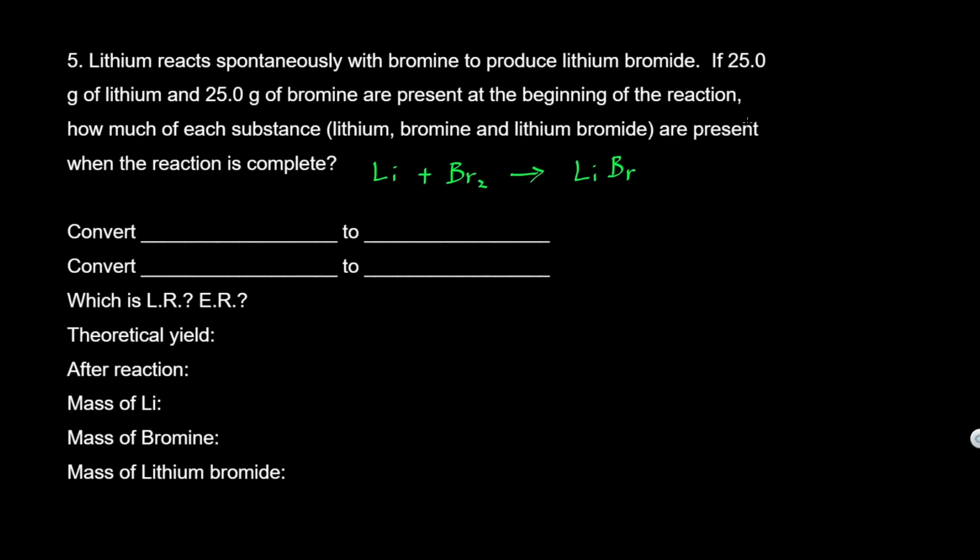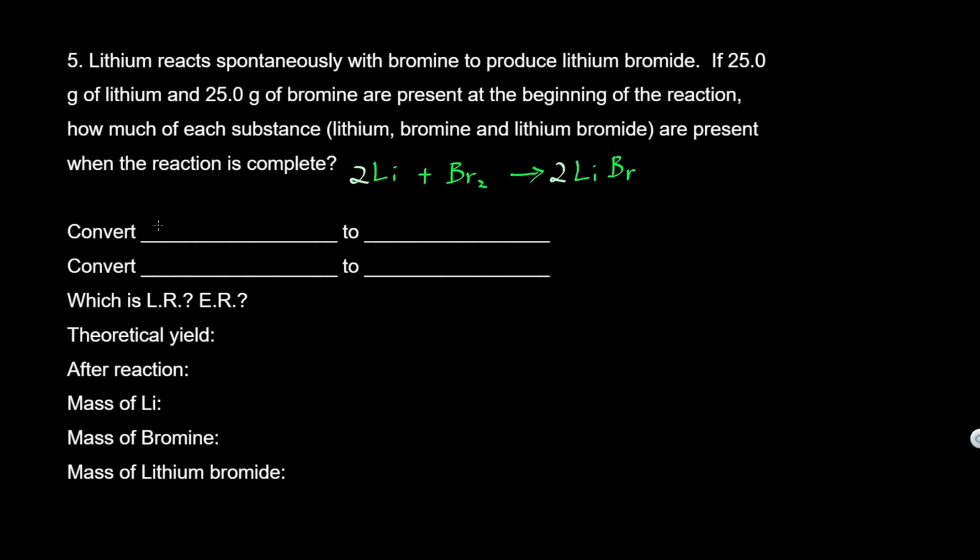And then you need to balance it. If you get this one wrong, you're not going to get the correct answer here. So we got 2 Brs on the left side, so I'm going to put 2 in front here and 2 in front here. Okay, so that's our balanced equation. It says if 25 grams of lithium and 25 grams of bromine are present in the beginning, how much of each substance is present when the reaction is completed.